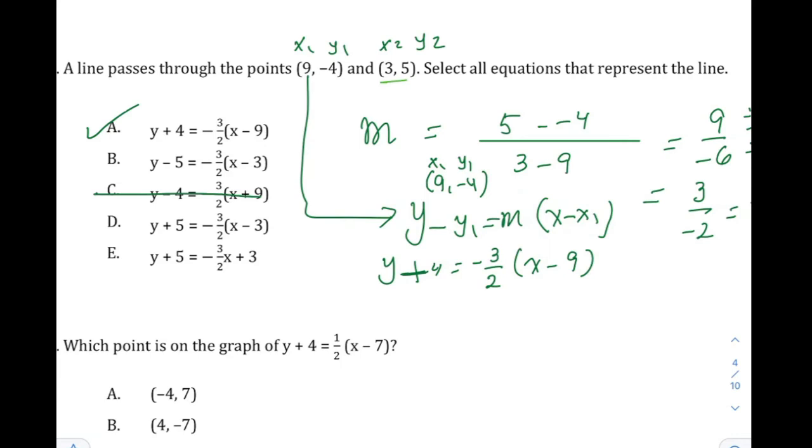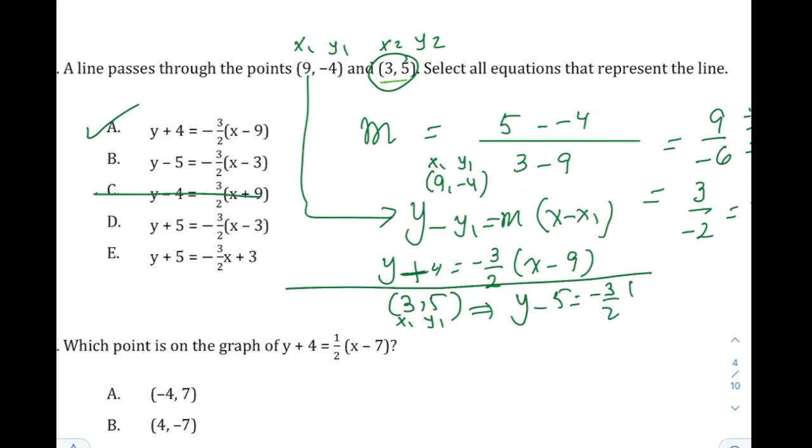Okay, who else? Now if you use the other point, 3 and 5, so this is x1, y1. We will do the same thing: y minus y1 is the slope, which is negative 3 over 2, x minus x1. So in this case, this is the correct one. Other than that, all are wrong, substituted in a wrong way. A, B are the only correct answers.